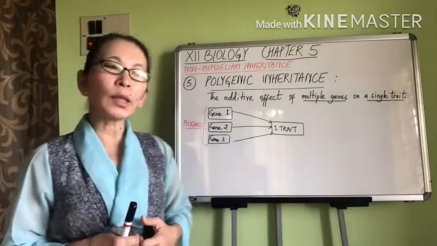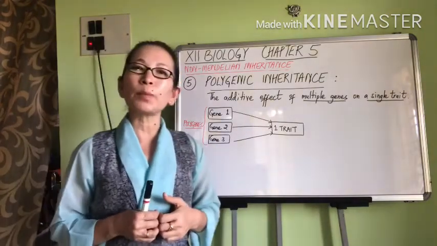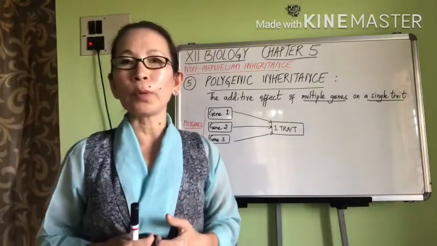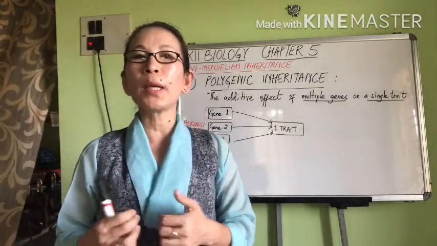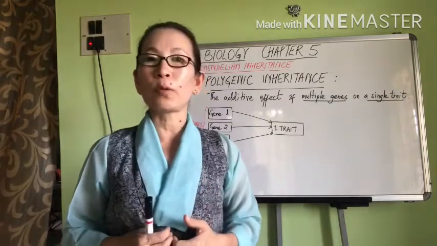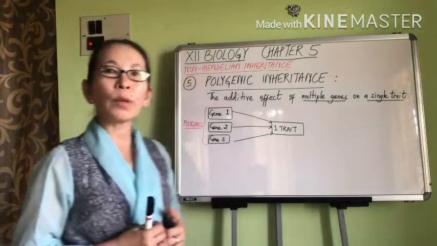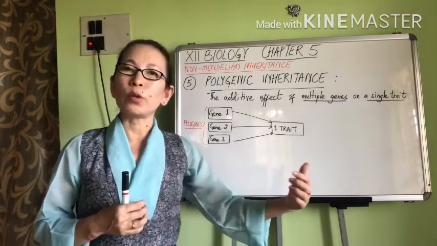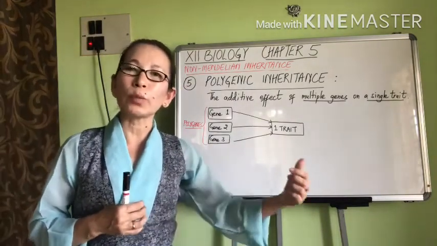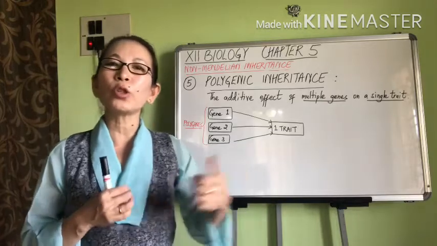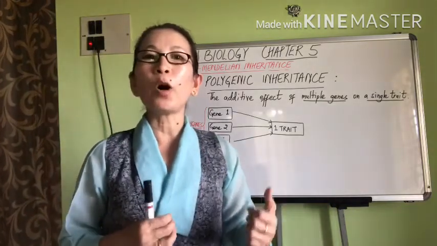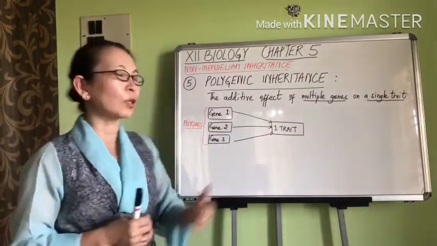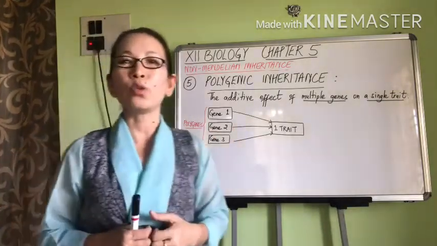So polygenic inheritance cannot be expressed in a simple Mendelian pattern of inheritance. A trait cannot be expressed in two contrasting forms. Here we have the trait expressed in a range of phenotypes, which is called continuous variation. We can find a continuous variation in the trait in a population because this trait is not controlled by a single gene, it's controlled by two or more genes.